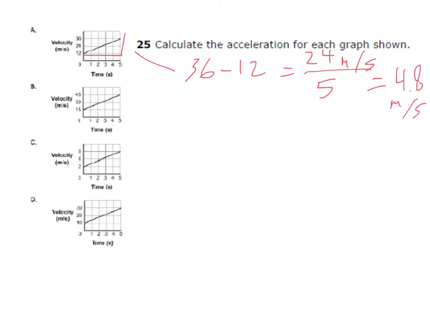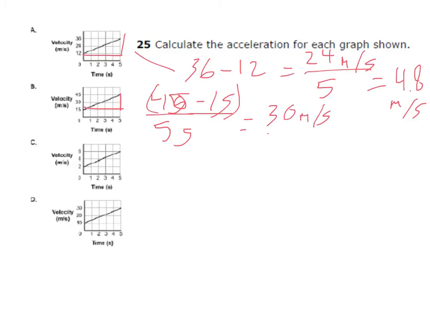In this graph, the rise over the run is 45 over 5. Nope. 45 minus 15. What am I doing? 45 minus 15 over 5 seconds. So we get 30 meters per second over 5 seconds. So we end up with 6 meters per second squared. This one up here is squared too. So we're calculating acceleration.